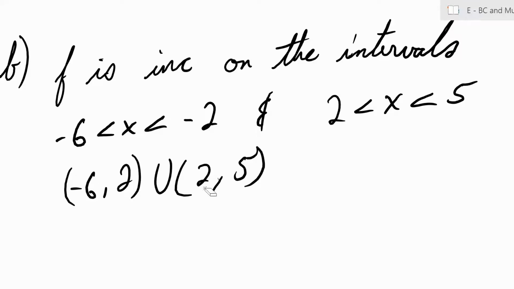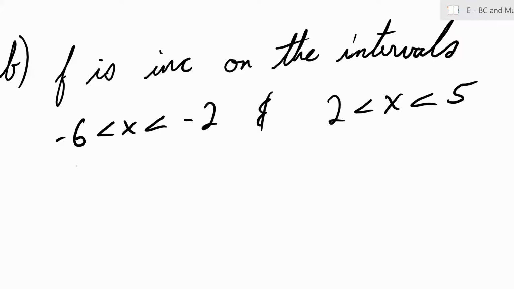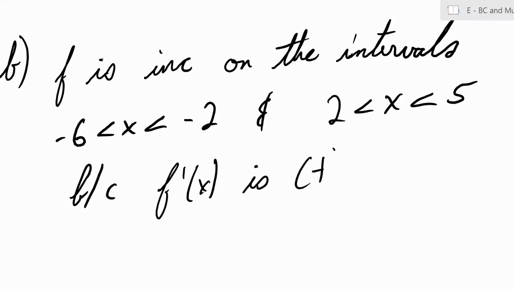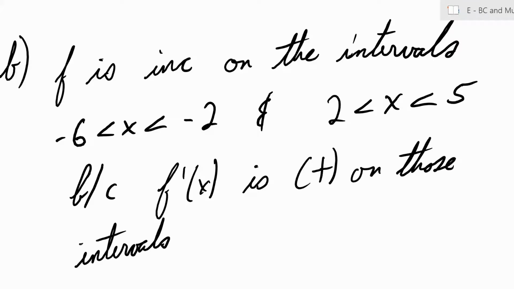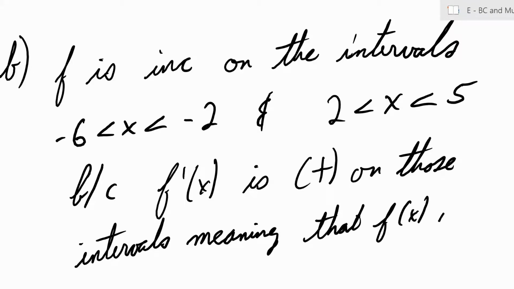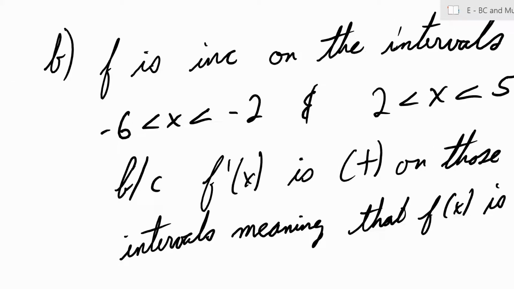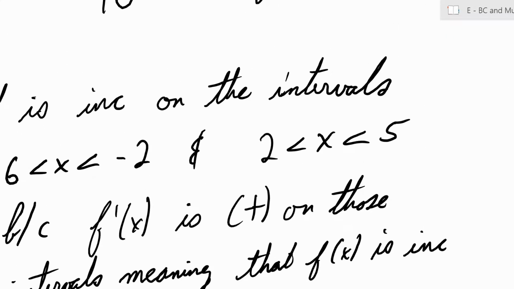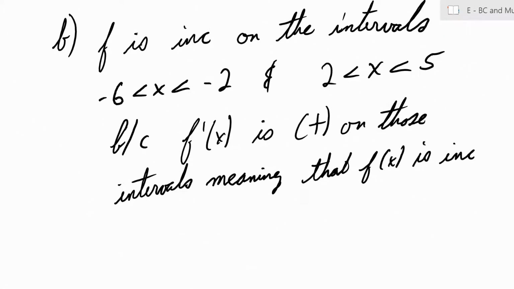You can write it that way too, but I personally just like writing it the way it's written. And it's increasing on those intervals because F prime of x is positive on those intervals, meaning that f of x is increasing, and you can write that and it would be perfectly fine.